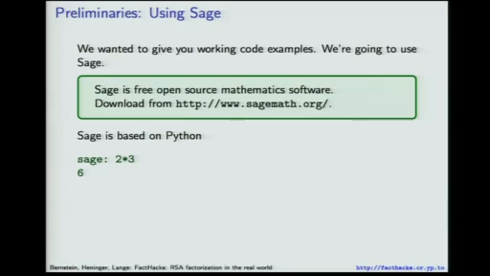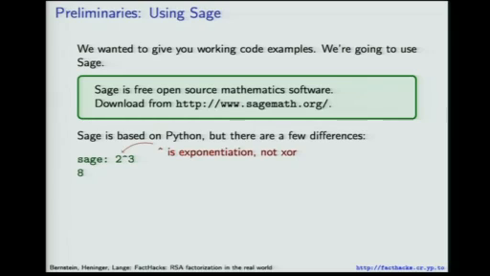In order to do that, we're going to use some software called Sage. Sage is free open source mathematics software, available at sagemath.org. It's based off of Python, so it's very simple if you know Python. It has a nice interpreter that you can use just like Python. Here in an example, 2 × 3 = 6. But there are some differences. For example, the caret, which in Python is XOR, in Sage is exponentiation. So 2^3 = 8 in Sage.